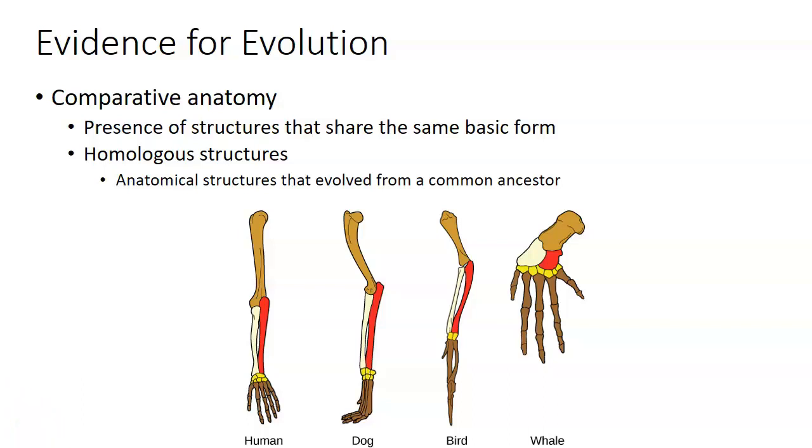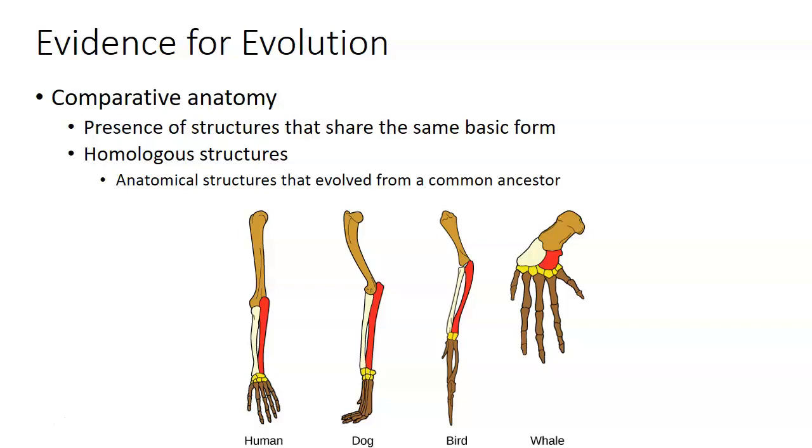Okay, so our second line of evidence for evolution is called comparative anatomy. And so this is looking at anatomical structures in different species. And if we see homology, if we see similarities, we can then make the claim that they probably evolved from a common ancestor. So here's a great example of that.